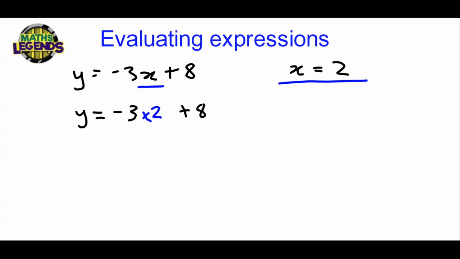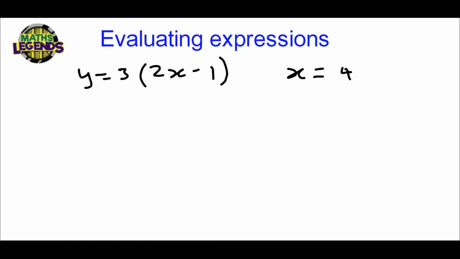We then simplify. So y equals, now using BODMAS maths, we do the multiplication first. So minus 3 times 2, which is minus 6, plus the 8. We simplify further. Minus 6 plus 8, which is 2. Let's look at another example. y equals 3 bracket 2x minus 1, and x is equal to 4.